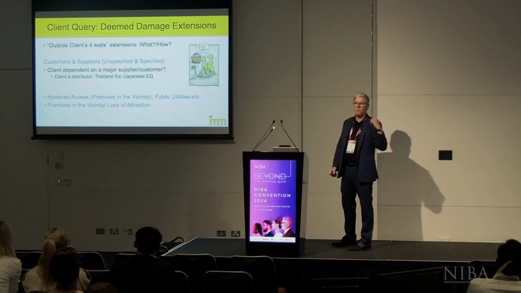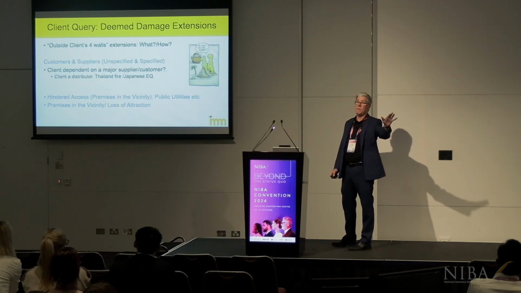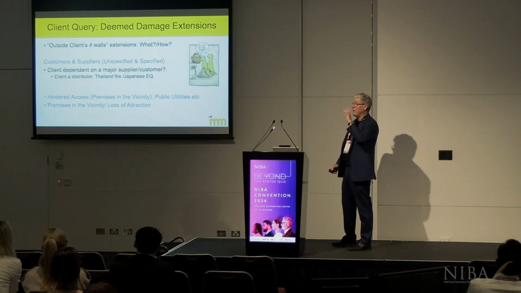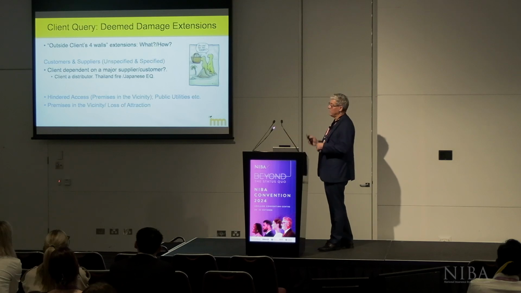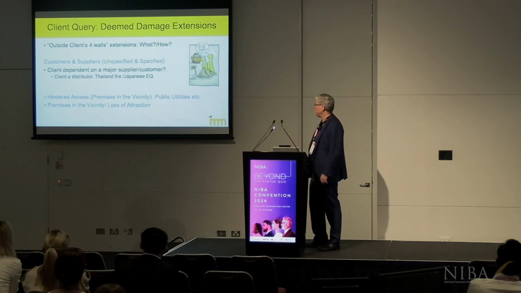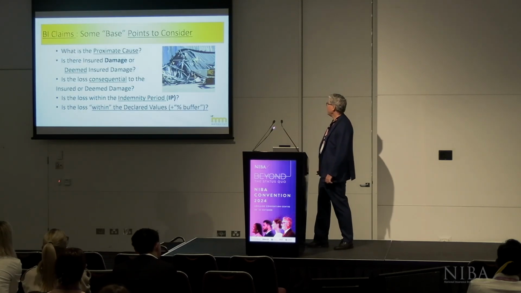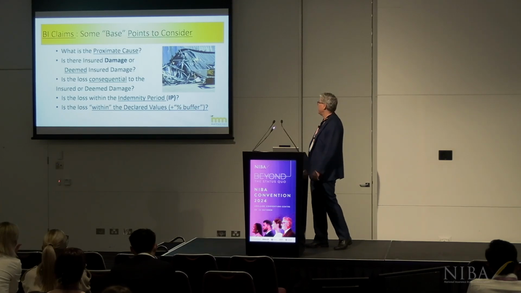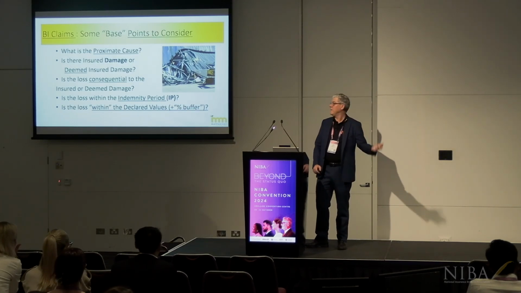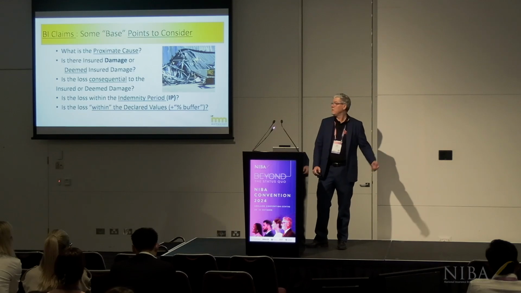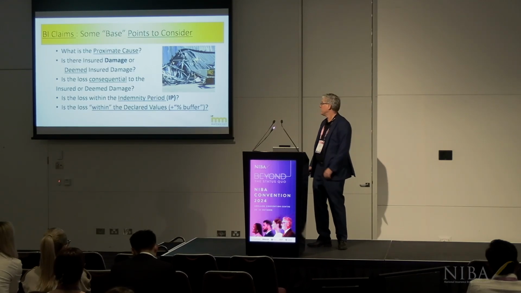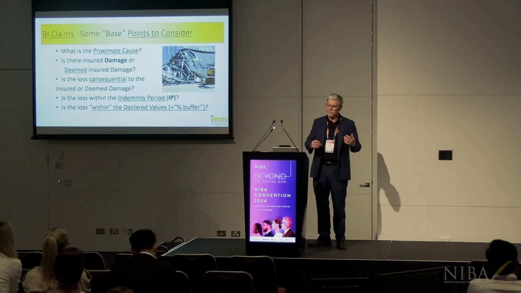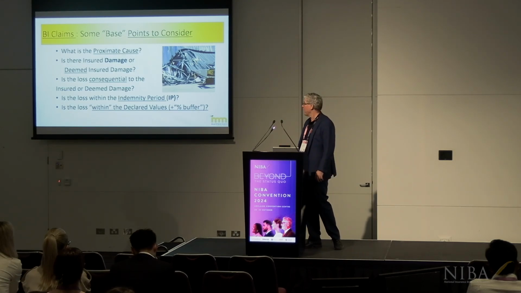So it's about talking to the client about the sublimits that you're going to have for things like suppliers and customers, what you're going to have for hindered access, what you're going to have for loss of attraction, which we talked about before, retail, etc. Ultimately, every claim comes down to this: what's the proximate cause? Is there damage or deemed damage that triggers it? Is the loss in the indemnity period? And we obviously all have to look at the declared values to make sure they're right.